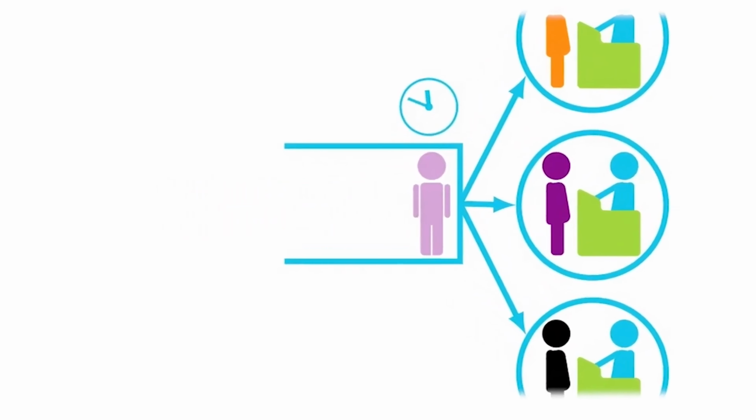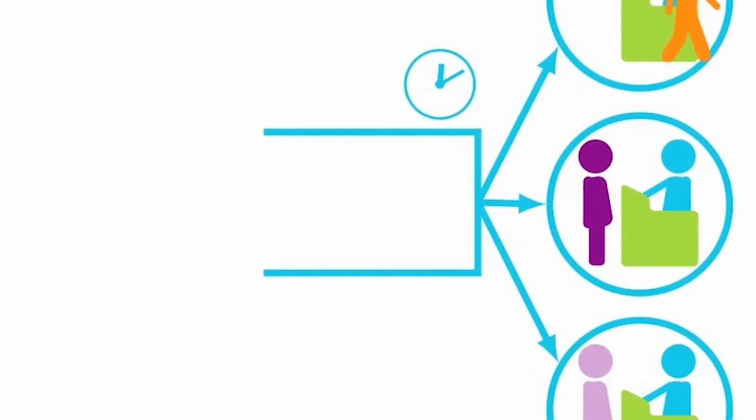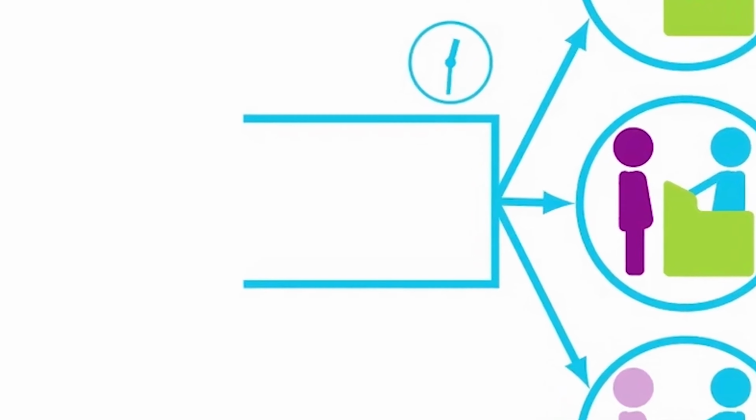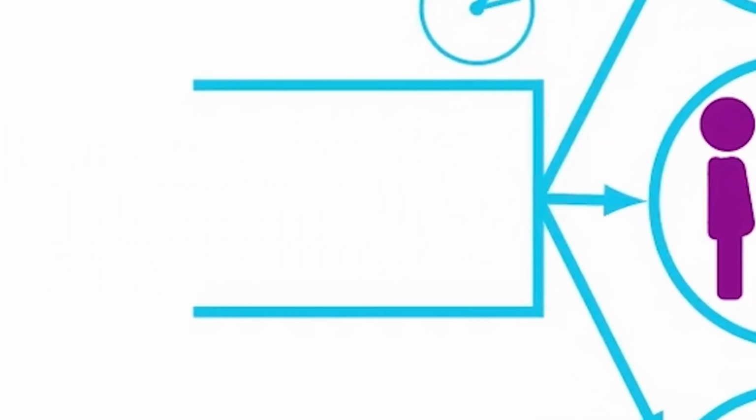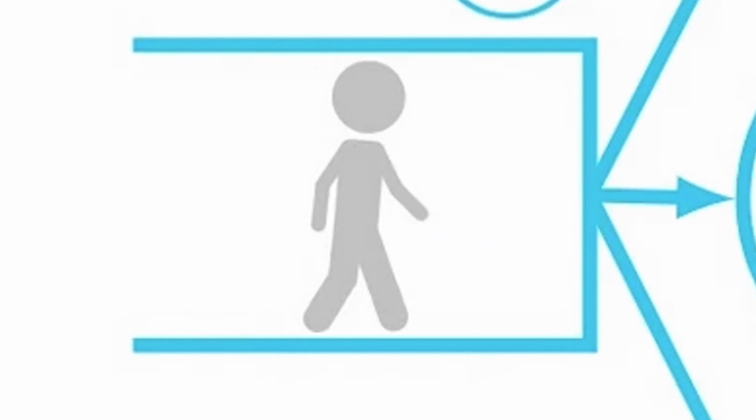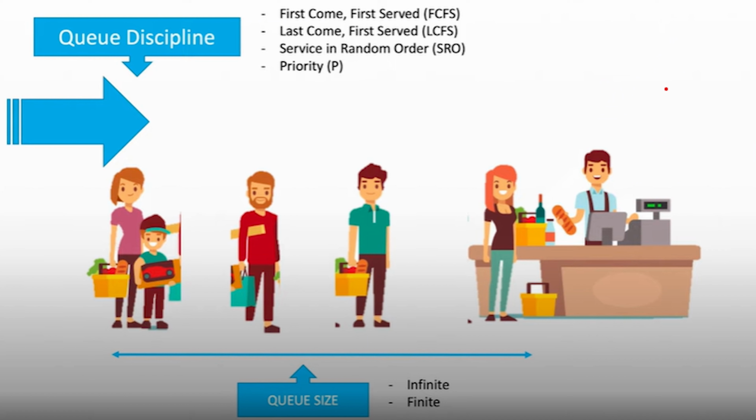Zooming in on a single line, the queue size is the number of people that one queue can accommodate, either finite or infinite. The customers in the queue can exhibit different disciplines such as first come first serve, last come last serve, service in random order, or priority. Three common reactions for each customer in the queue can be observed: jockeying, balking, or reneging.